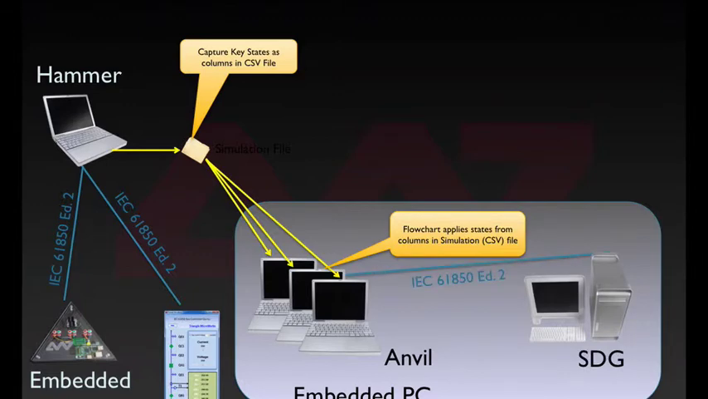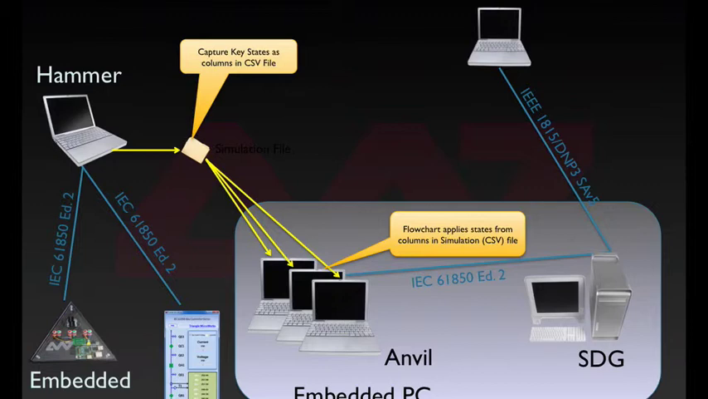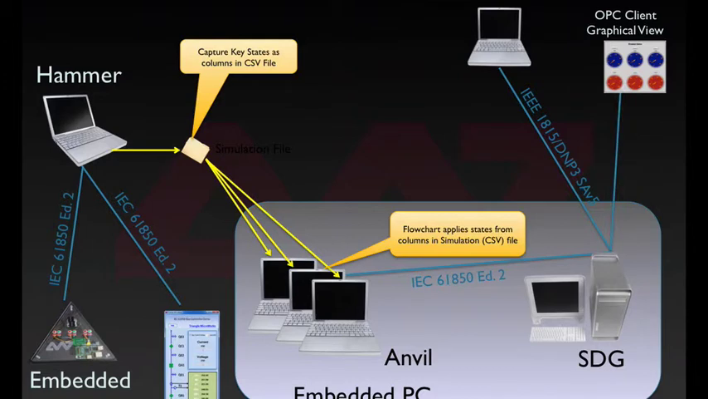We then connect Anvil to the SCADA data gateway using IEC 61850 edition 2. We map those points to DNP3 and connect to the DNP3 test harness using IEEE 1815 or DNP3 with secure authentication version 5. We also have an OPC client to provide a graphical view. This client uses OPC XMLDA, and the graphical view was created using Insight, our new graphical tool. Insight can also provide graphical views in both Anvil and Hammer.